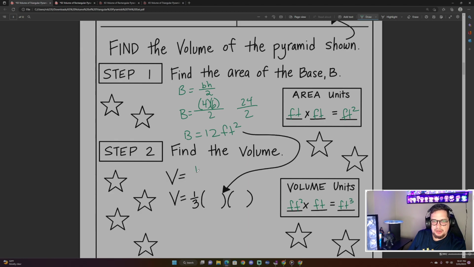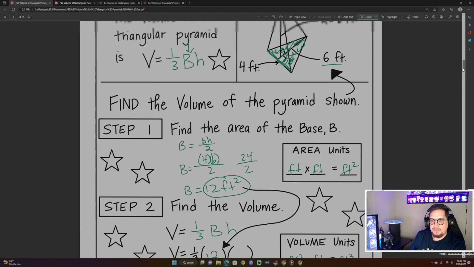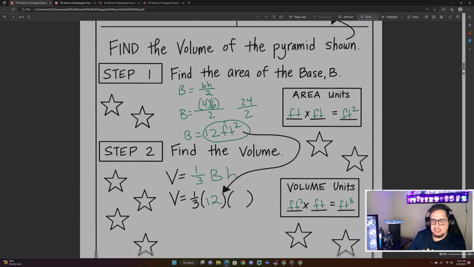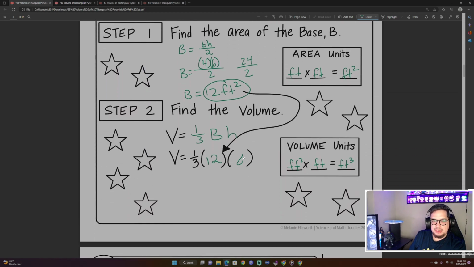Okay, so here it is, 1/3 area of base times height. The area of my base is 12 feet squared. The height of my three-dimensional shape, my pyramid, is 8. So we're going to multiply the 12 times 8 first. 12 times 8 is 96. And then we have to do that times 1/3.